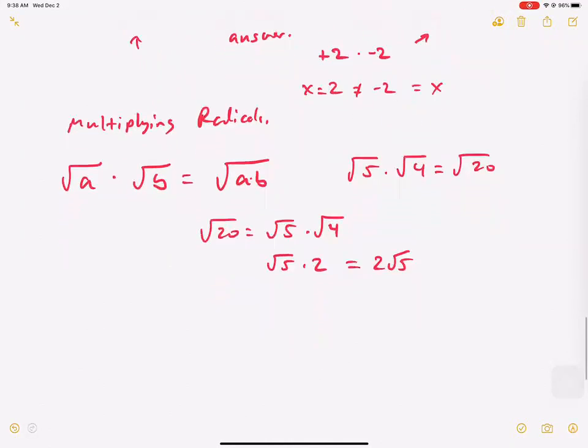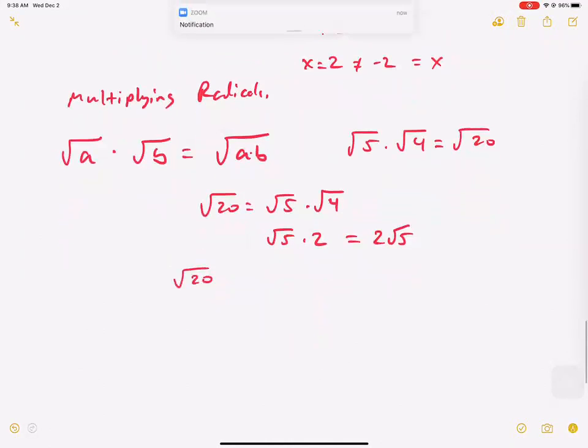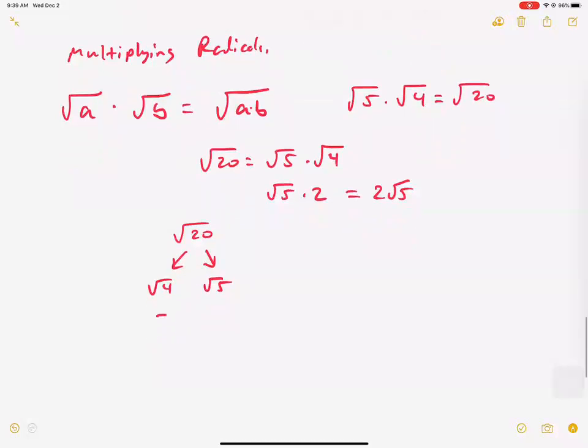Another way of writing this is the square root of 20 becomes the square root of 4 and the square root of 5. That's 2 times the square root of 5, which is 2 square root of 5. Another, visual way of looking at it. So the rule is if I'm multiplying radicals, you can always multiply them together or take them apart, going backwards.